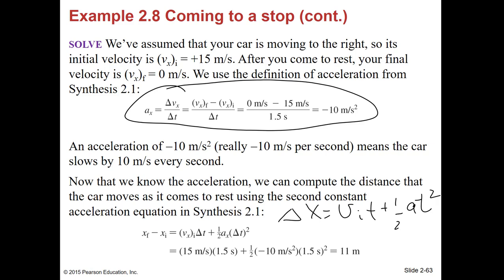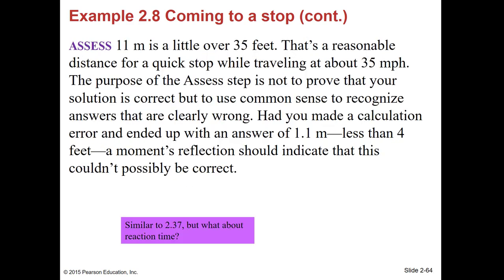If you notice, this is 15 meters per second times 1.5 seconds. That turns out to give us meters. Now, if you forgot the negative sign here, you would get the incorrect answer. And then we've got meters per second squared times seconds squared. That leaves us with meters. So meters plus meters. All the units work out correctly. Okay, very good.